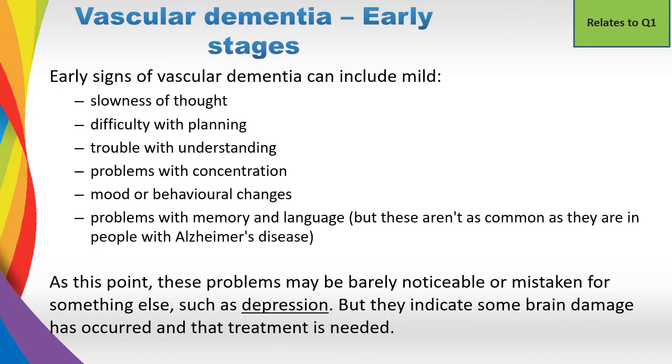In the early stages of vascular dementia, symptoms can be mild, such as slowness of thought, difficulty planning, trouble understanding, problems with concentration, mood or behaviour changes, and problems with memory or language, but these aren't as common as they are in people with Alzheimer's disease. At this point, these problems might barely be noticeable, and they could be mistaken for something else like depression, but they do indicate that some brain damage has occurred and that treatment is needed.